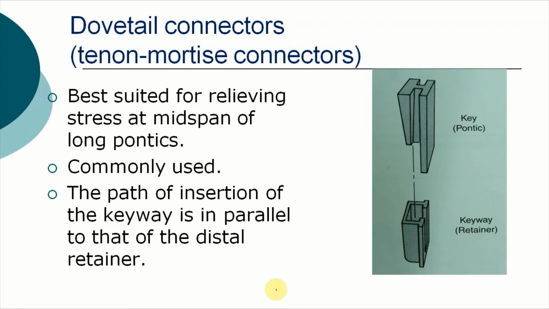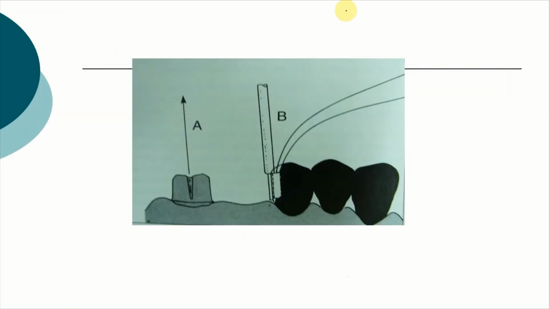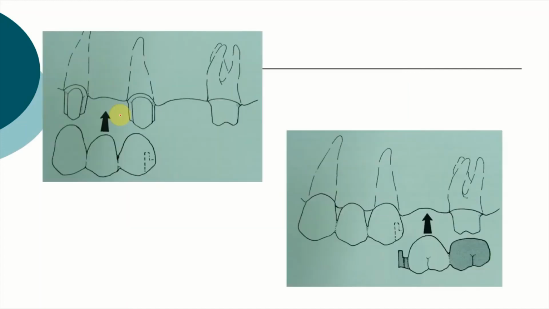It is best suited for relieving stress at the midspan of long FPDs. The path of insertion of the keyway and key should be made parallel to that of the distal retainer. The keyway is made parallel to the distal retainer by using a surveyor. That is, the keyway should be parallel to the distal retainer. That's how we could incorporate abutments with disparate long axes.